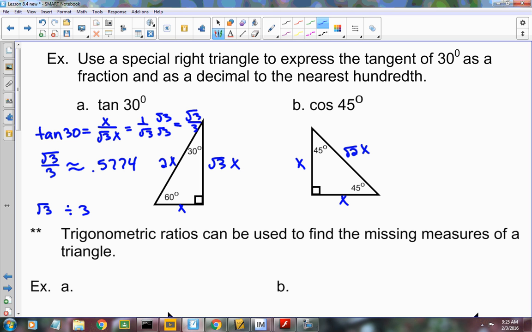We're just getting the decimal equivalent. We're not messing with tangent yet. So just type radical 3 divided by 3.